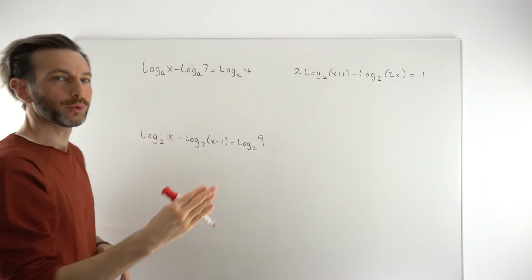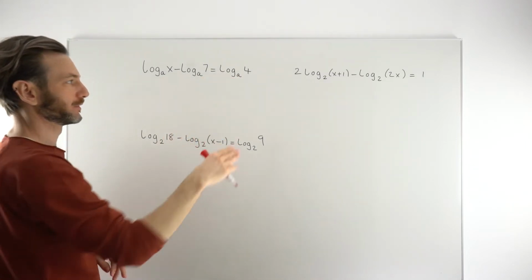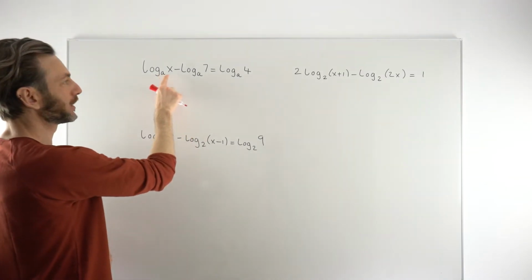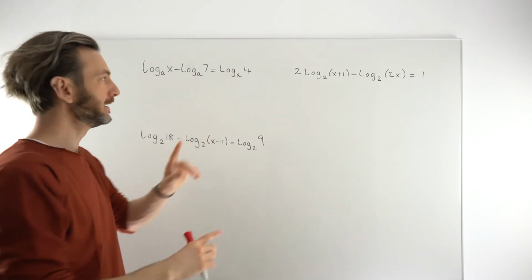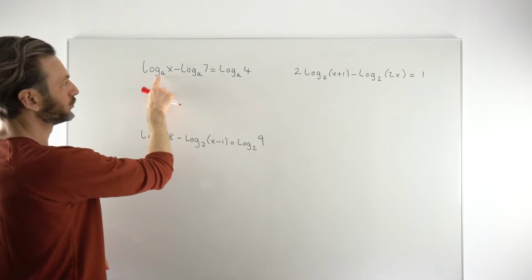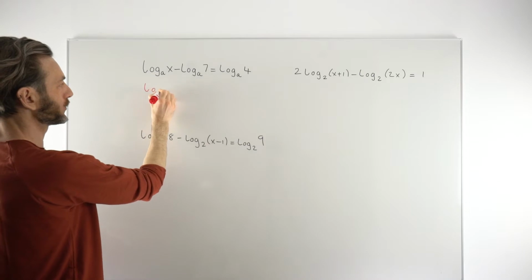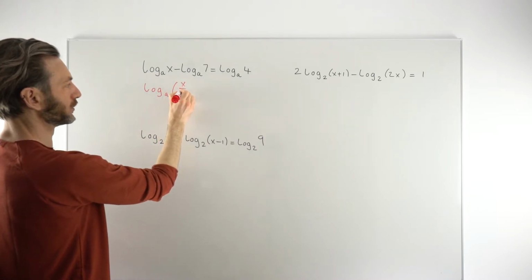The first thing always to check with a log equation is that you've got the same base on all of the terms. If you don't have the same base, you cannot use the rules for logarithms. It doesn't matter if the base is numerical or if it's just some unknown variable like an a. As long as they're the same, you can use the rules. So here we've got two logs with a minus in between. We can use one of the rules to combine those to make it log to the base a of x over 7.